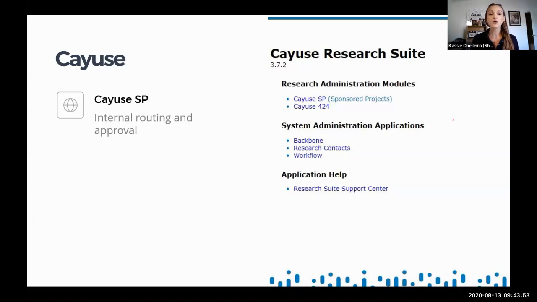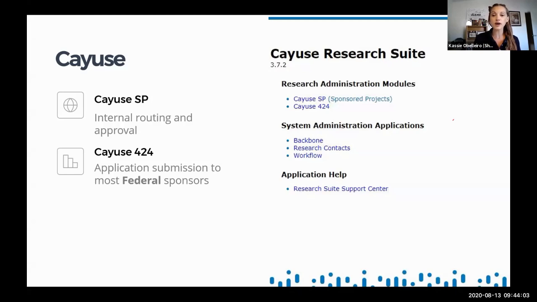On our website, we have details of what you do for each type of modification. So I do have details on that, but it's not the focus so much today. Cayuse 424 is a system-to-system submission system that we use instead of Grants.gov. And we use that for applications to most federal sponsors. Never use Cayuse 424 for an application to NSF. If you are applying to NSF, always, always, always use NSF FastLane or Research.gov. We do not want you to use Cayuse 424 in that situation.